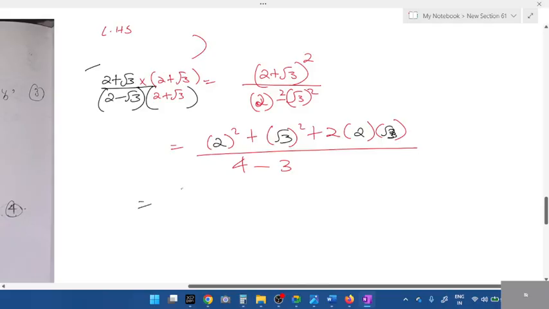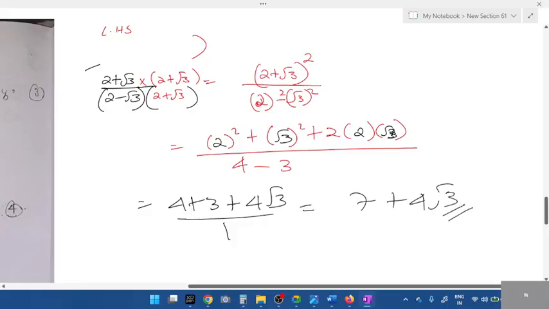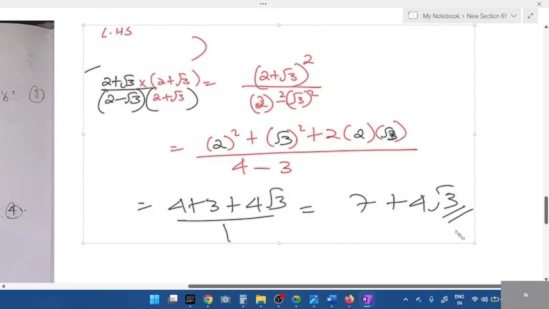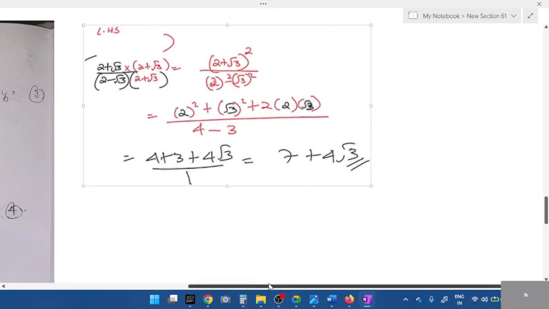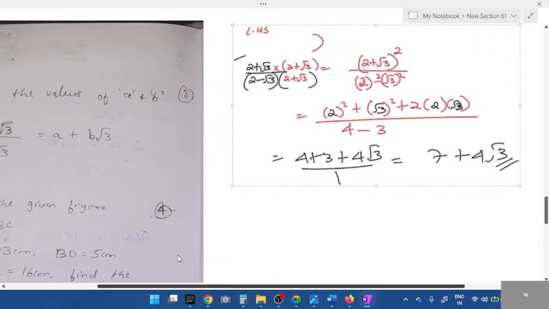So you get 4 plus 3 plus 2 twos are 4 root 3 divided by 1. Just ignore 1. The answer is 7 plus 4 root 3. Both of you got 7 plus 4 root 3. Now let us compare this with the right answer. Whenever they give this type of question, it is a comparison question, students. See, they're trying to compare it.